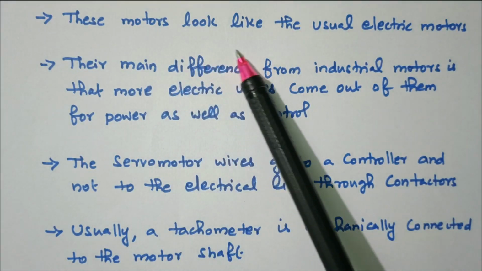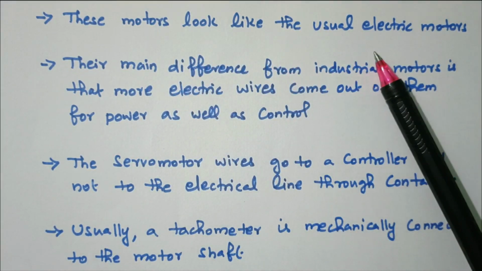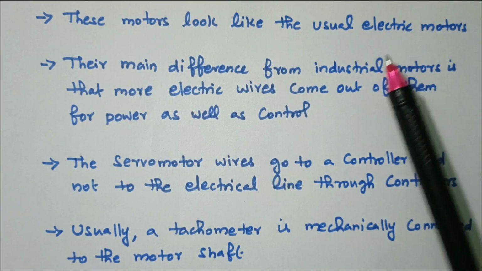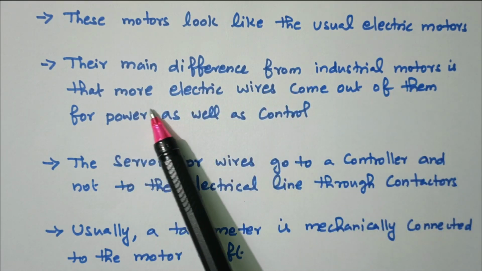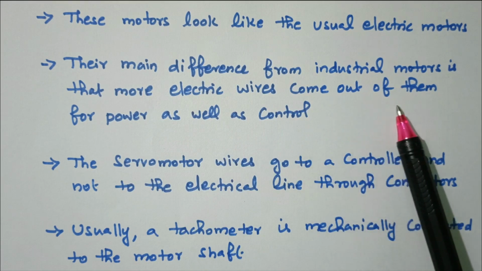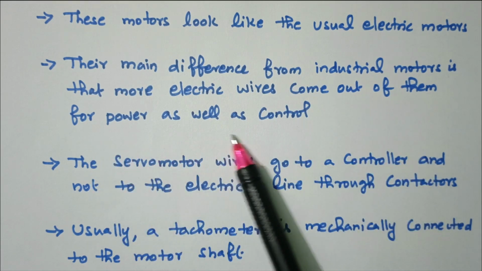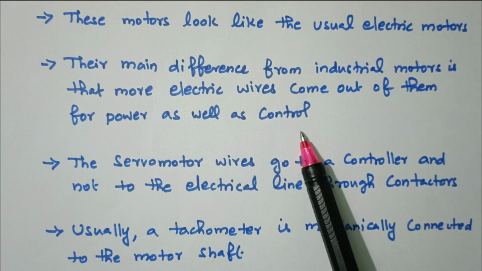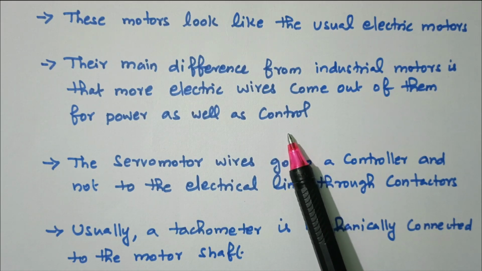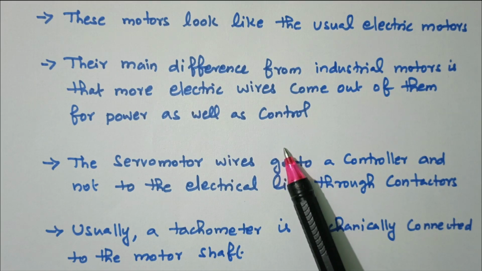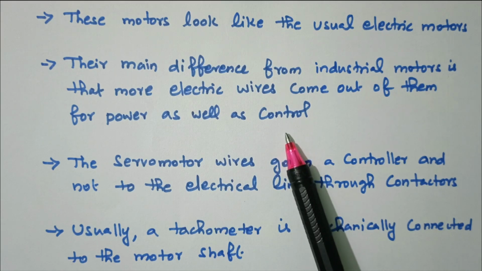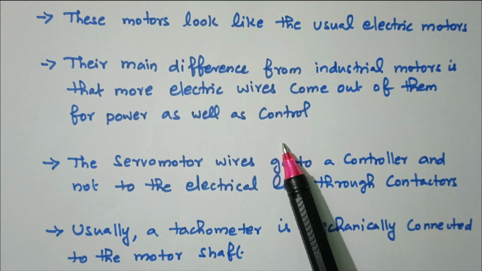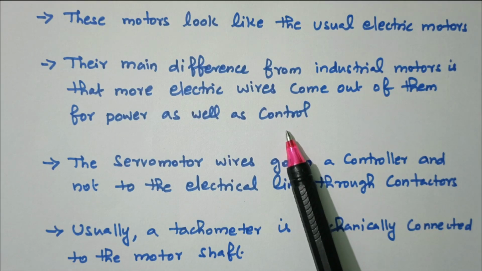This motor looks like a usual electric motor. Only the diameter is smaller and the length is greater. Their main difference from the industrial motor is that more electric wires come out of them for power as well as control. Normally in normal motors we have either 3 wires or 2 wires: for single phase 2 wires, for 3 phase 3 wires. But here so many wires are available. This is for control purpose. So the controlling of this motor is done by another electronic circuit. Right, so for the control purpose so many wires come out.